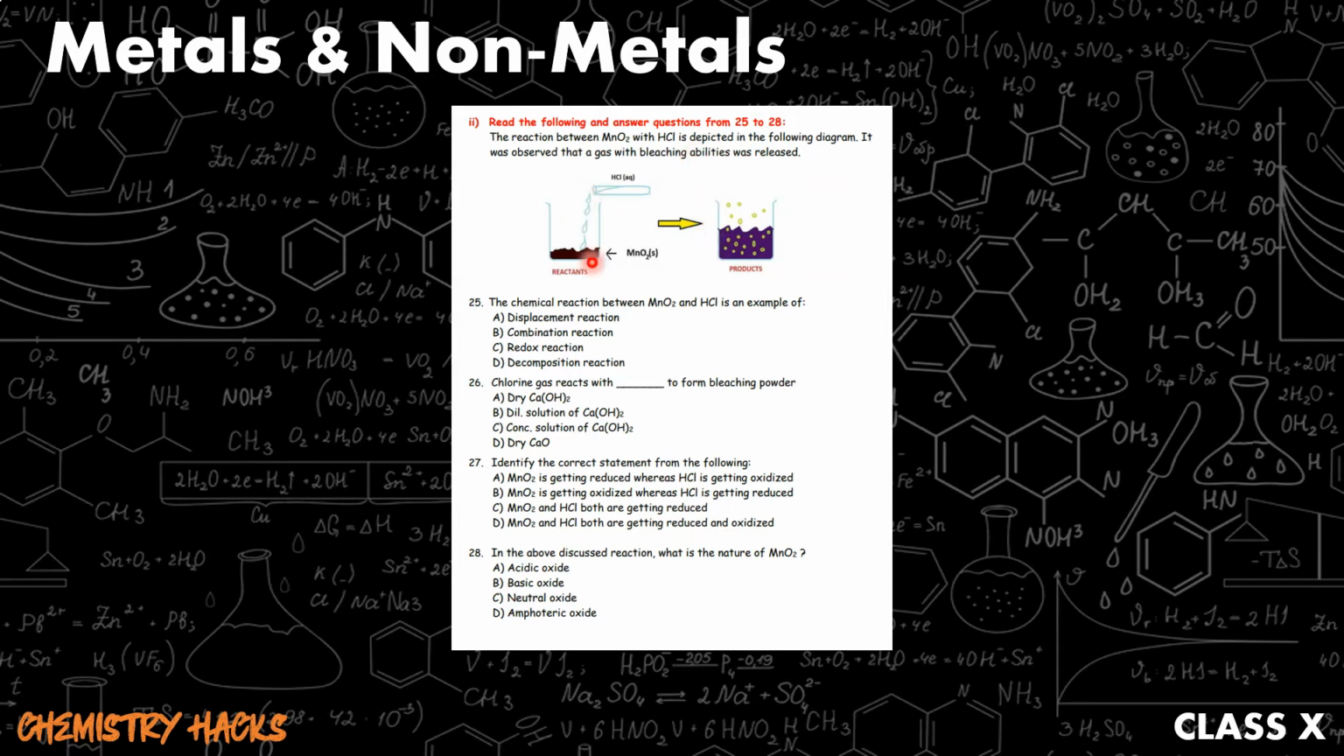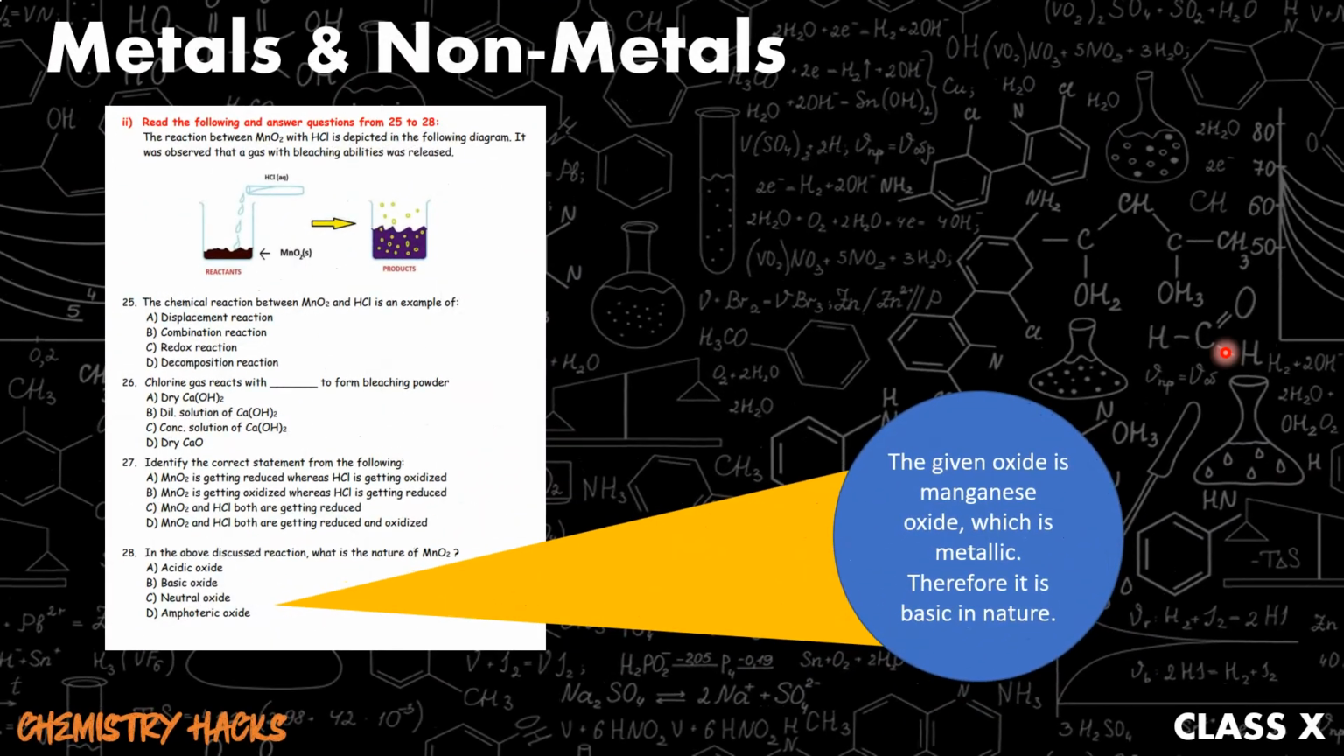Obviously, we don't need to know everything about this question, but this last one right here is the most important. It says, in the above discussed reaction, what is the nature of MnO2? Acidic, basic, neutral, or amphoteric? And the answer, I really didn't know anything, so I just had to guess amphoteric, which we'll also be talking about soon. But the answer is, since metal oxides are basic, it should be option B, basic in nature. I missed a question, and I hope you don't, because I took the hit so you didn't have to.